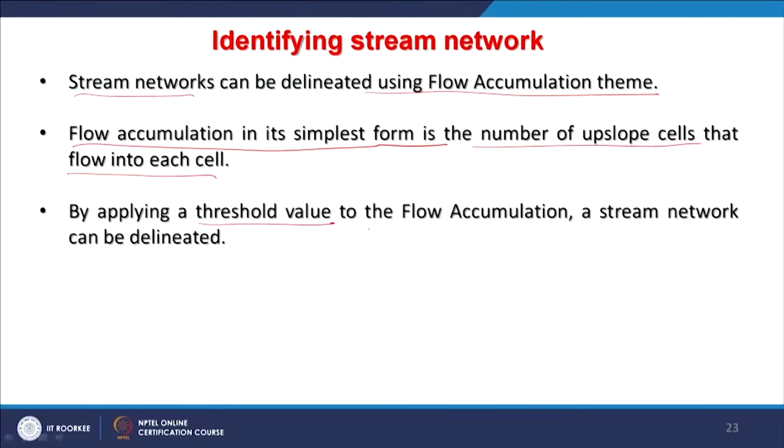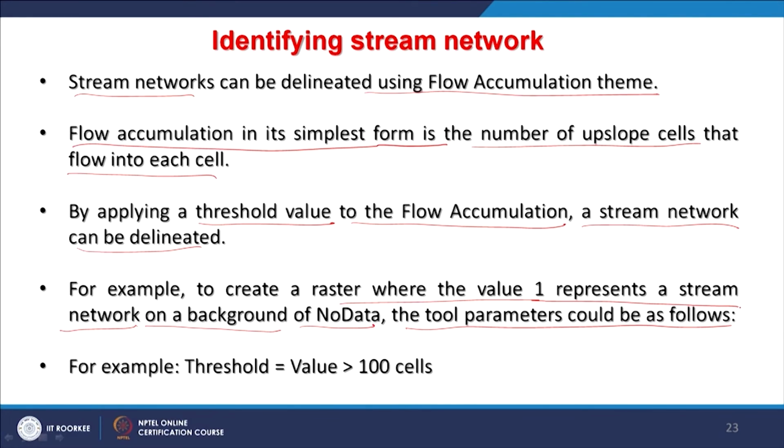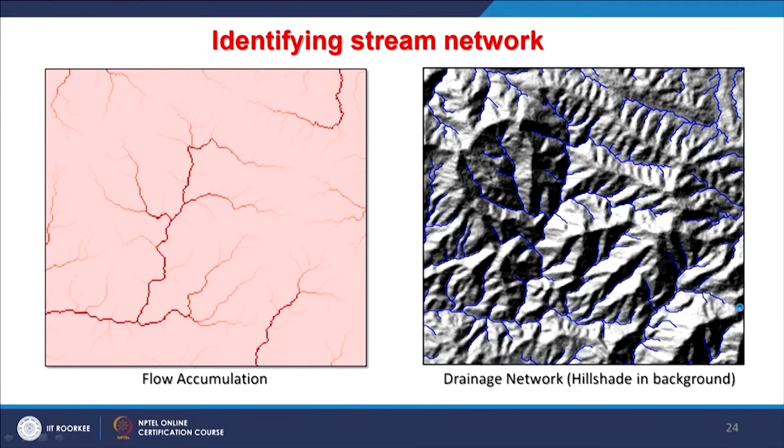So, by applying a threshold value in terms of number of cells to the flow accumulation output or theme, a stream network or watershed boundaries can be calculated. For example, to create a raster where the value of 1 represents a stream network on the background of no data, the tool parameters could be as follows: for example, threshold value equal to or more than 100 cells. This is what has been done.